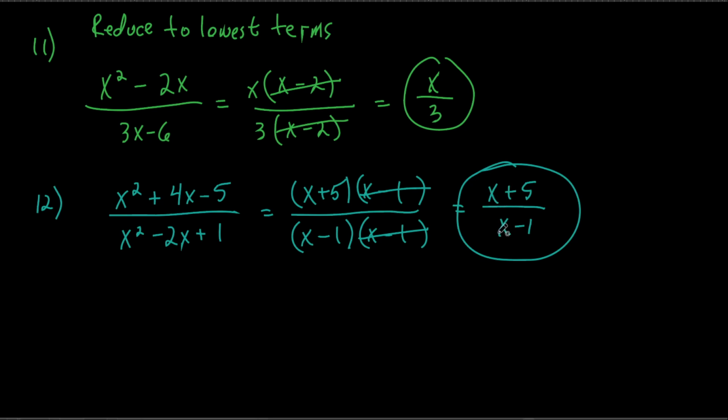Can you cancel out the x's? No. Okay, for the 4th or 5th time, you cannot cancel out this because it's being added to the 5. The 1 is being subtracted from the x. You cannot cancel these, only if it's being multiplied. This and this were being multiplied, so were these, so now you can cancel them out. Same deal with that right there.